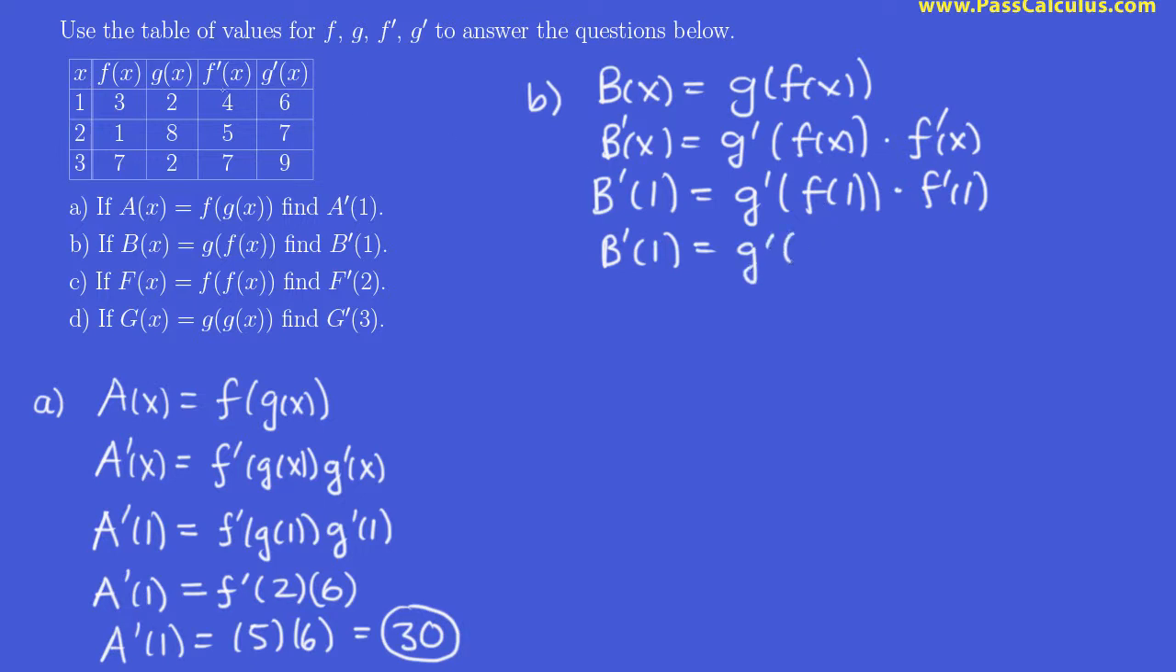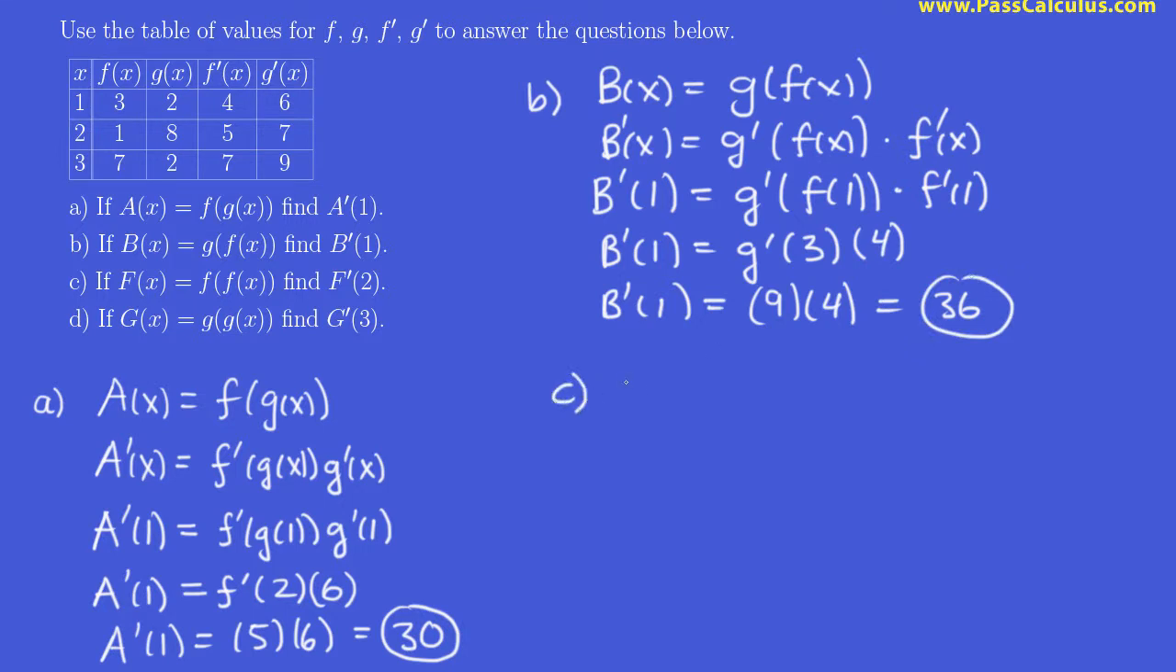First of all, what is f of 1? f of 1 is 3. What is f prime of 1? f prime of 1 is 4. And g prime of 3 is 2. Oh no, sorry. g prime of 3 is actually 9. So we have 9 times 4, which is 36.